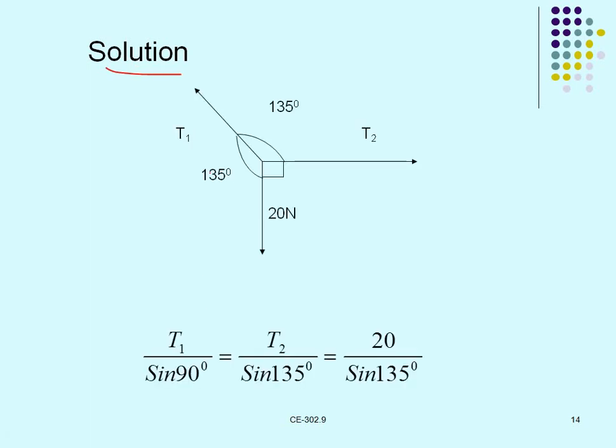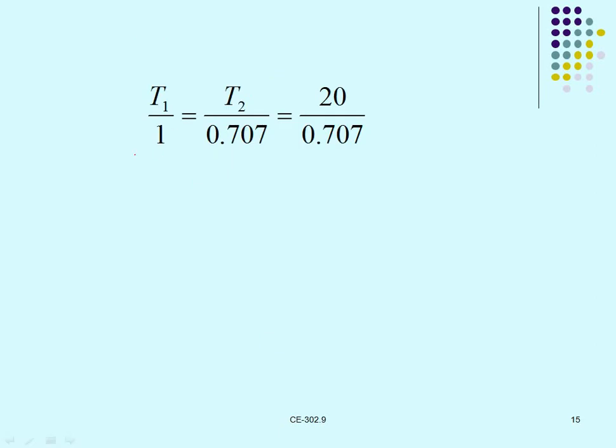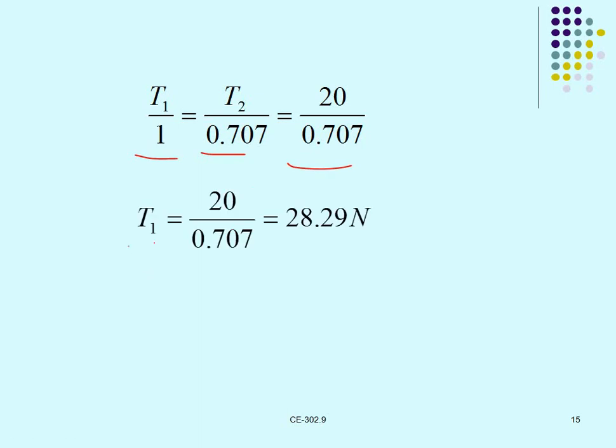Solution. Here this is 135 degrees and this is also 135 degrees, and this is the 20 newtons. So T1 by sine 90, T2 by sine 135, 20 by sine 135. We get T1 by 1 is equal to T2 by 0.707, which is 20 by 0.707. T1 is equal to 20 by 0.707, so we get 28.29 newtons. This is the value of T1.